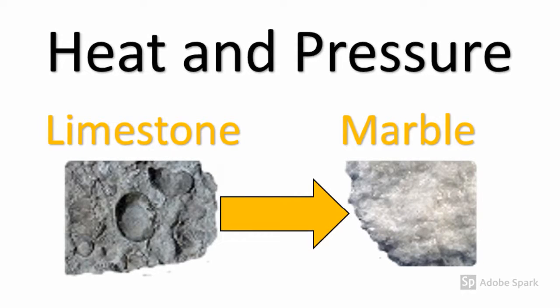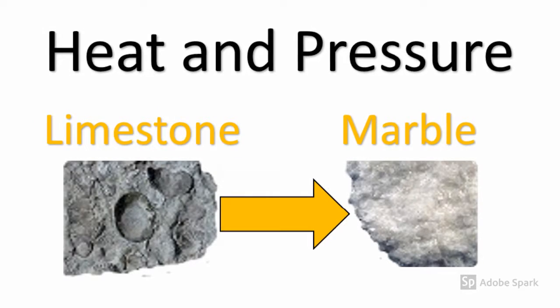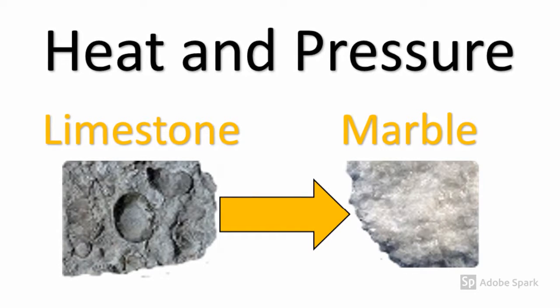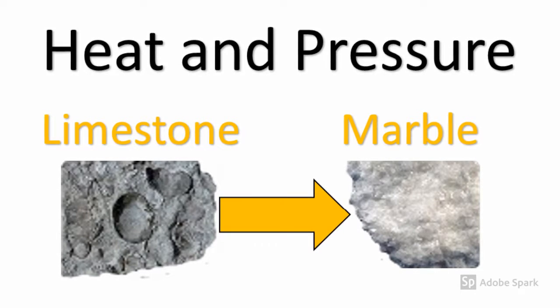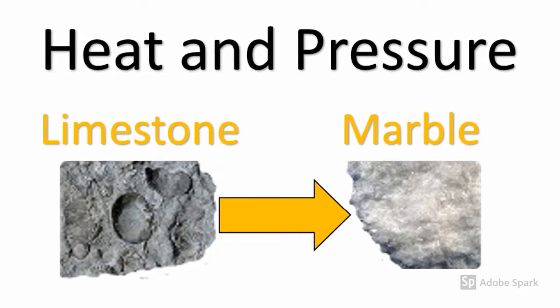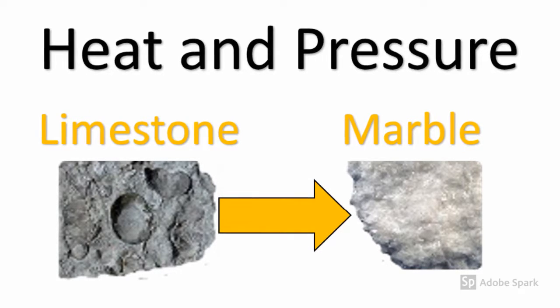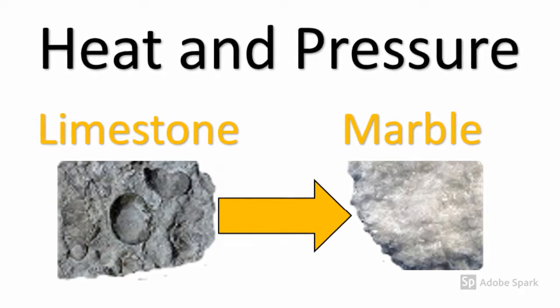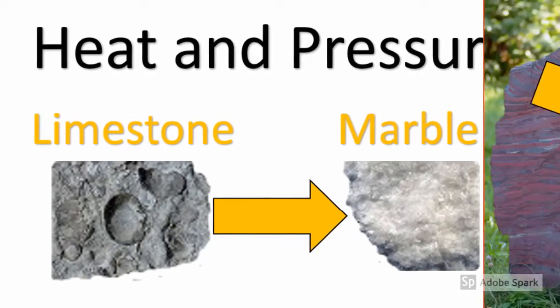As you can see, extreme heat and pressure can cause the sedimentary rock limestone to form into the metamorphic rock marble. In marble, you can see the shiny crystals that are made from minerals. This is a common characteristic of metamorphic rocks.